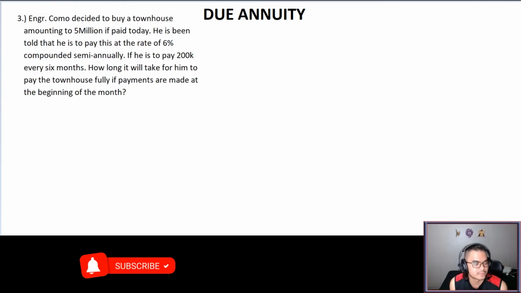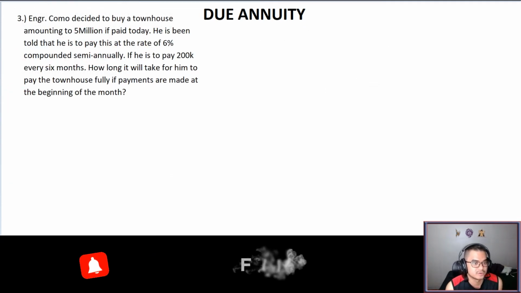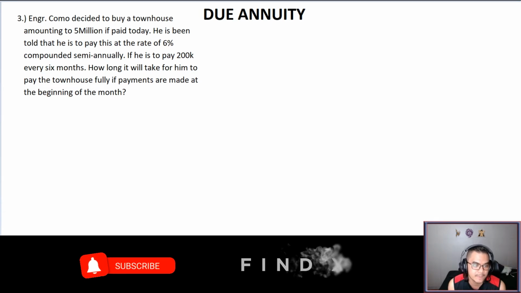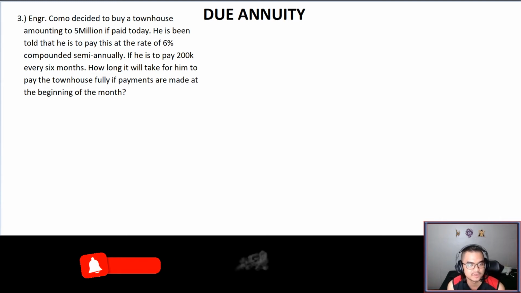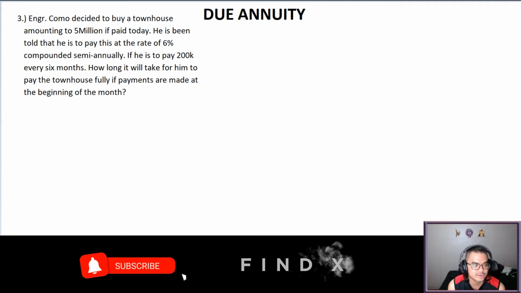Okay, going for our next problem, we have Engineer Como who decided to buy a townhouse amounting to 5 million if paid today. He is told that he is to pay this at the rate of 6% compounded semi-annually. If he is to pay 200,000 every 6 months, how long will it take for him to pay the townhouse fully if payments are made at the beginning of the month?